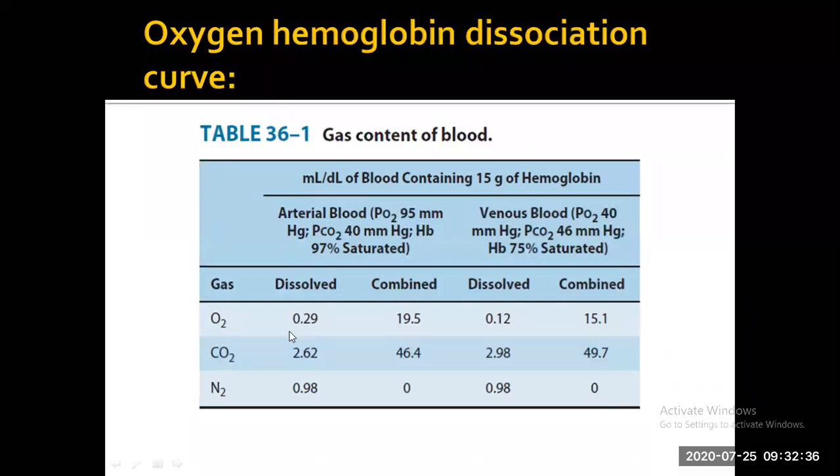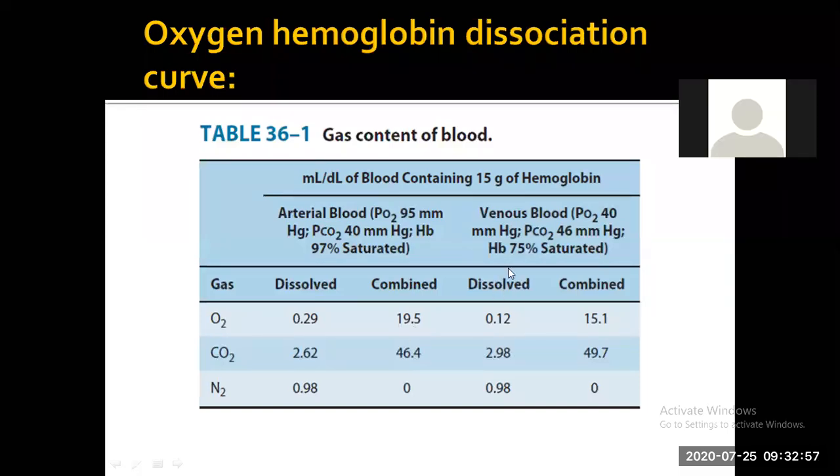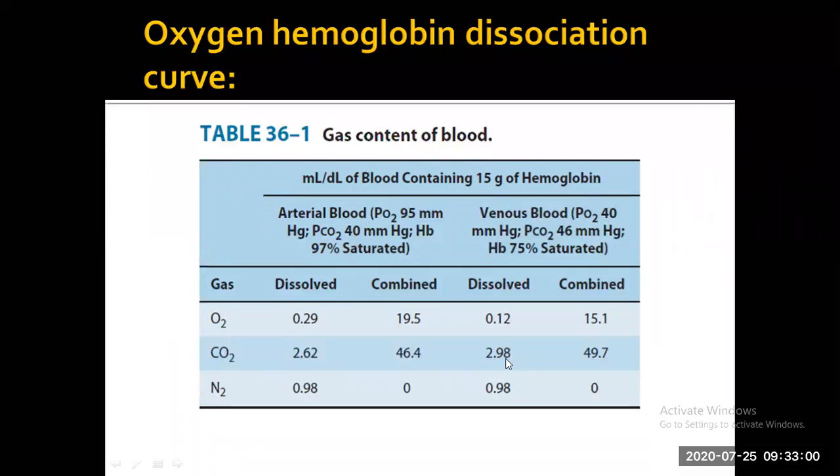Carbon dioxide has more dissolving capacity in water than oxygen. So it will dissolve in water more than oxygen. Here we can see 2.62 ml of carbon dioxide dissolved in water and 46.4 bound to the hemoglobin. In venous blood, obviously, the carbon dioxide carrying capacity is more than in arterial blood, because carbon dioxide is carried from your tissue to the lungs. So more carbon dioxide will be present here. In dissolved condition, 2.98 ml, and in combined form 49.7 ml. And in case of nitrogen, there will be no change.